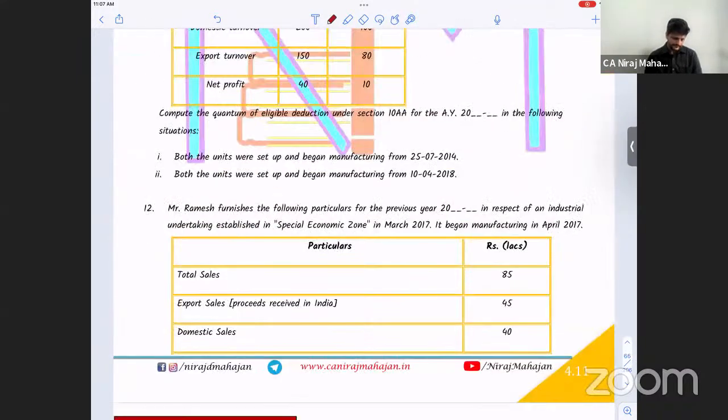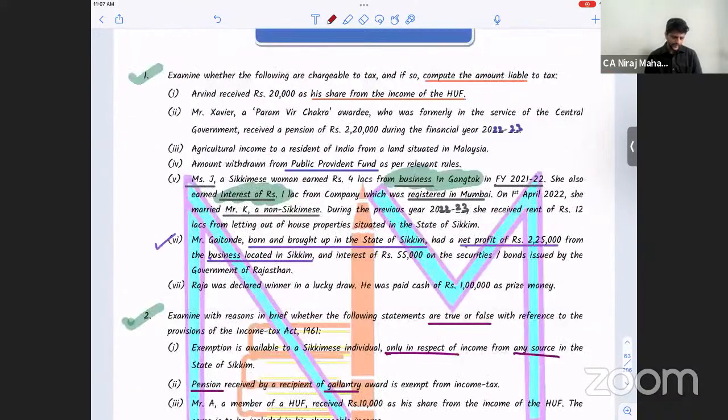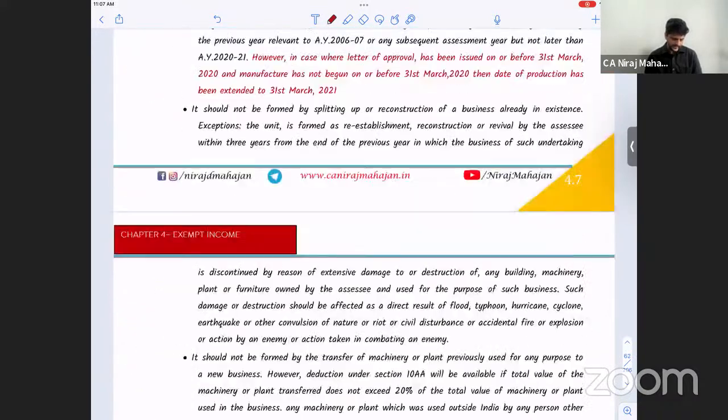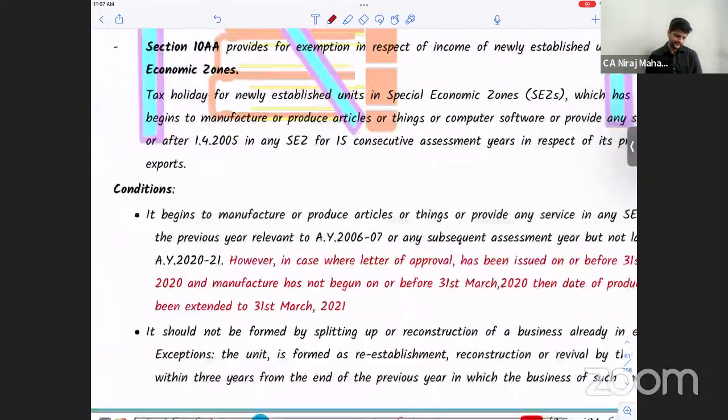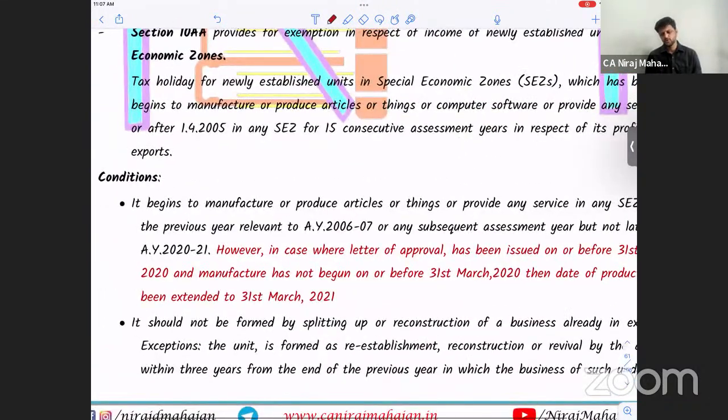Yes, everybody. That is it for today. Tomorrow we'll start with some other section and concept of 10AA, and the questions on the same. In the next lecture, I think we will finish the entire concept of 10AA and all the questions based on the same. So it may be a lengthy lecture, but I want to finish it off in one lecture only.